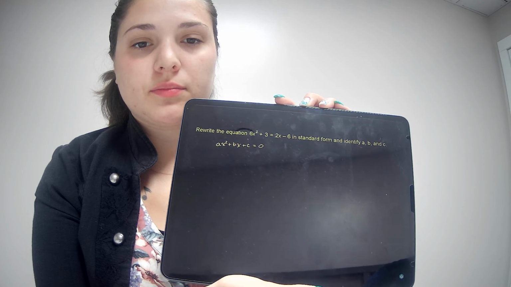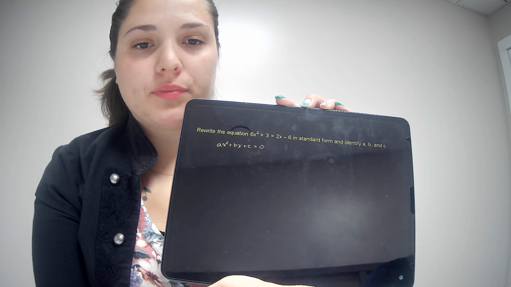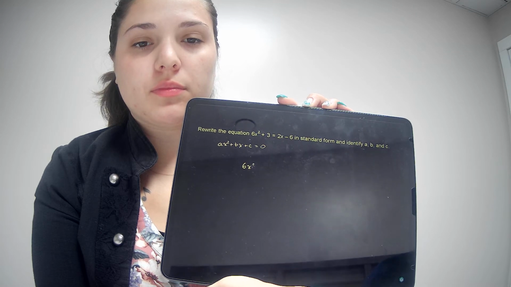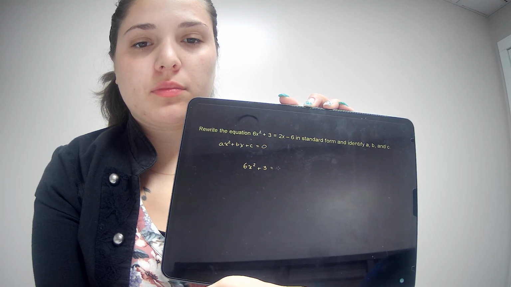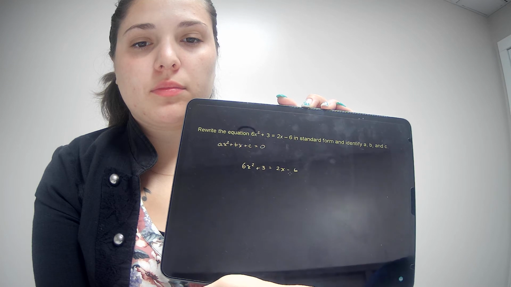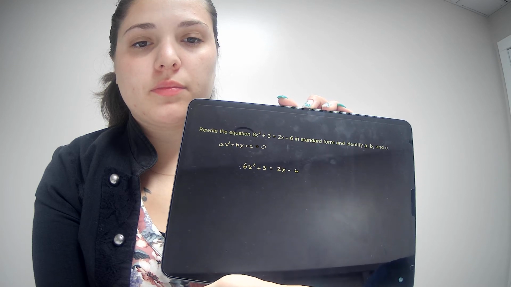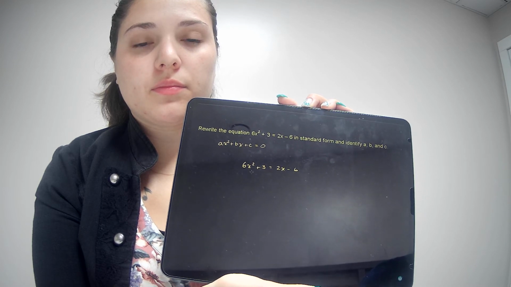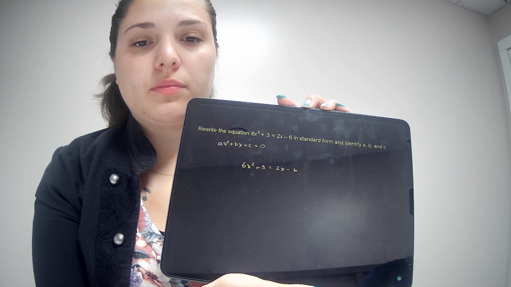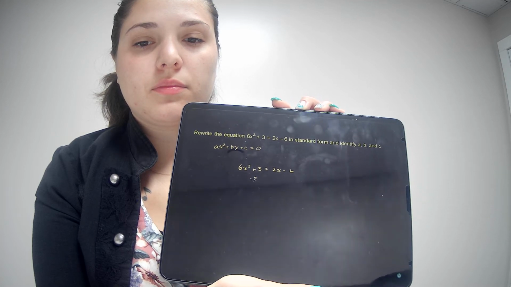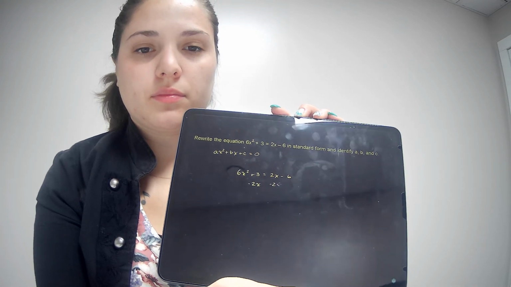So let's try to do this over here. Let me rewrite our original equation. We have 6x squared plus 3 is equal to 2x minus 6. Essentially you want to get everything on the left-hand side. So I'll take one step at a time. I can subtract 2x from both sides.